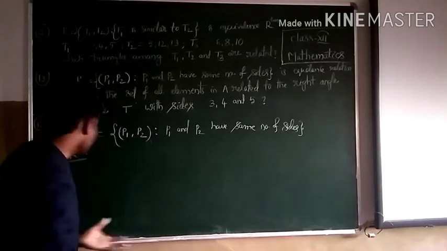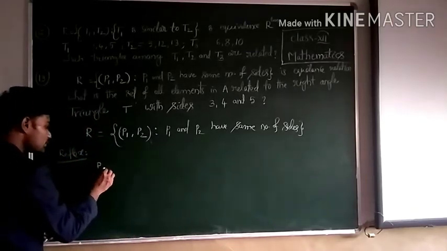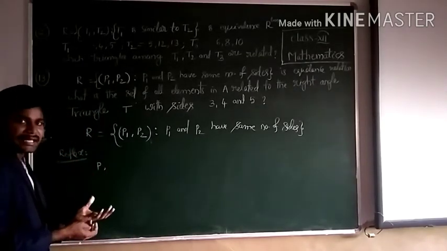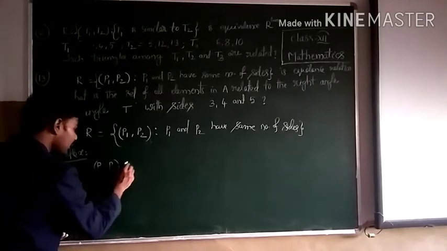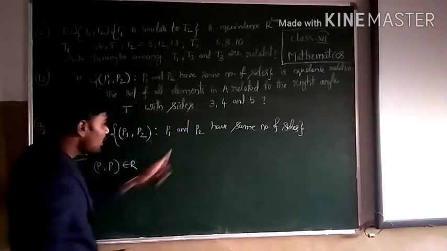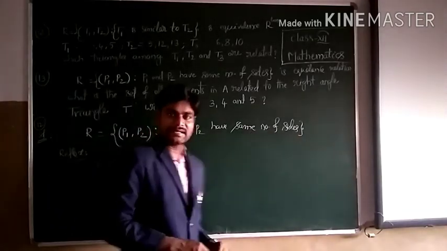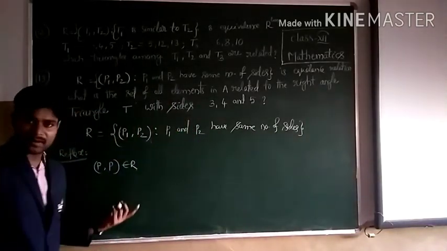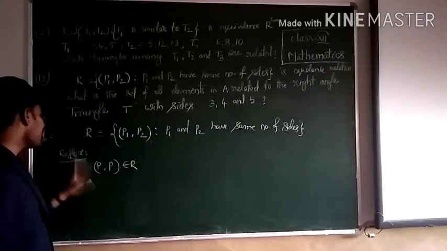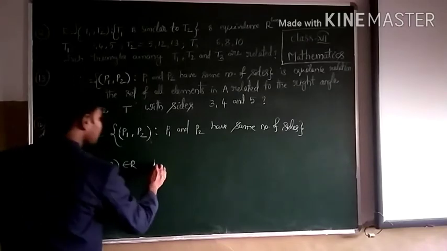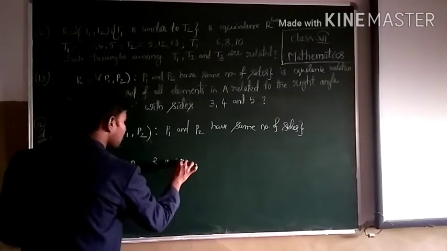So first, one polygon I consider P. This polygon has, suppose, 3 sides. Another polygon also having 3 sides only. Then P comma P belongs to R because P1 and P2 have the same number of sides. When these two have the same number of sides, they are related to each other. So that's why R is a reflexive relation. R is reflexive.